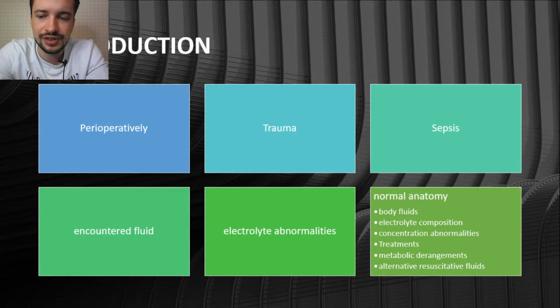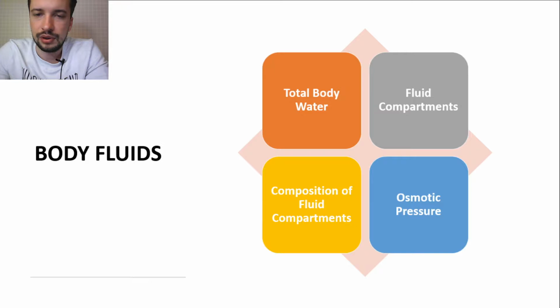The sections that follow review the normal anatomy of body fluids, electrolyte composition and concentration, abnormalities and treatments, common metabolic drugs, and alternative resuscitative fluids. These concepts are discussed in relationship to management of specific surgical patients and their commonly encountered fluid and electrolyte abnormalities. Now we will talk about body fluids.